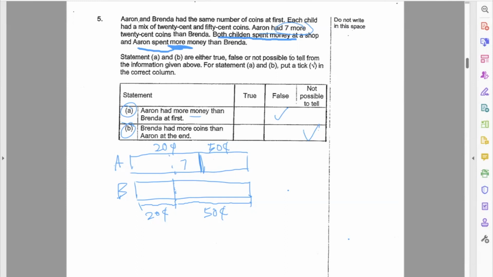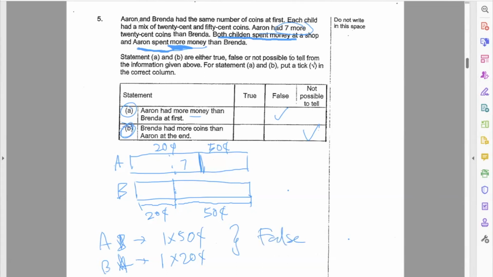It is possible. That scenario is Brenda spent one 50-cent coin and Aaron spent one 20-cent coin. In this scenario, we satisfy the statement that Aaron spent more money. Sorry, I mean Aaron spent less money, so Aaron spent more money than Brenda. Hmm, in this scenario Aaron spends more money than Brenda, and yet in the end they have an equal number of coins. So in this case, statement B is false.